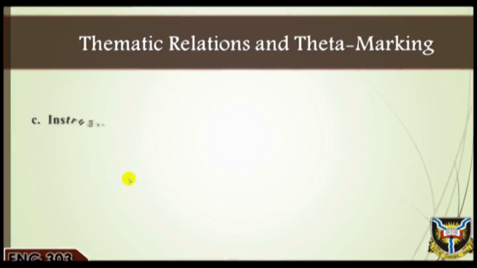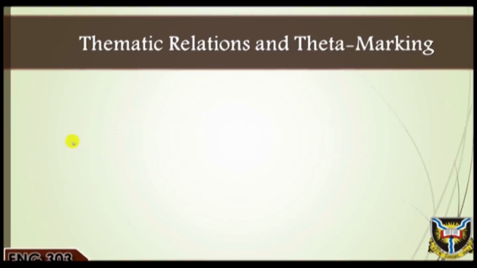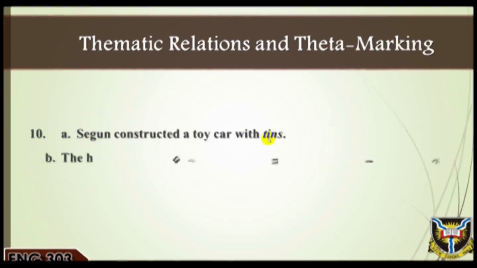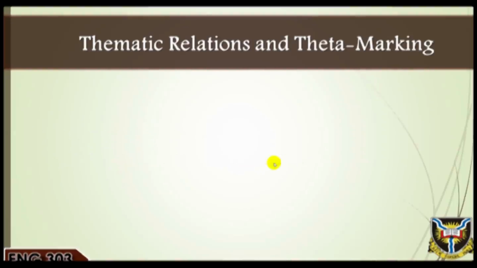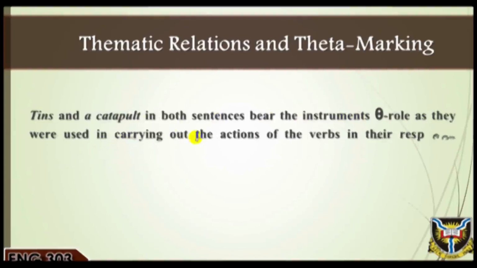C. Instrument. The instrument is the object with which an action is performed. 10a. Segun constructed a toy car with tins. B. The hunter killed the rabbit with a catapult. Tins and a catapult in both sentences bear the instrument theta role as they were used in carrying out the actions of the verbs in their respective sentences.